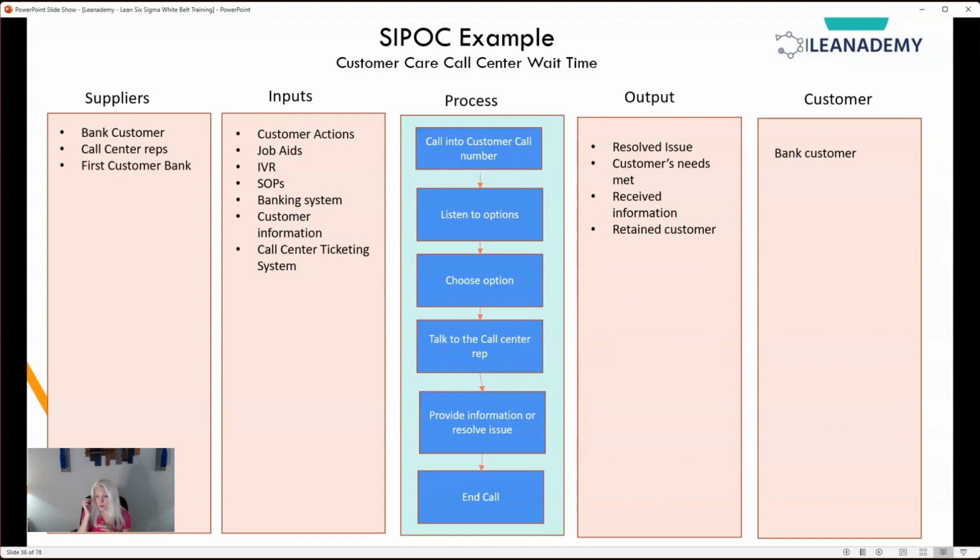And of course, the customer was the bank customer. Then we talked about the inputs: customer actions, job aids, the interactive voice response unit, which is the number they call into, SOPs, banking system, customer information, and the call center ticketing system. The suppliers into that were the bank customer, the call center reps, and the First Customer Bank. It's just something I came up with.